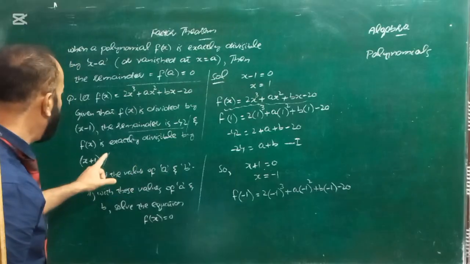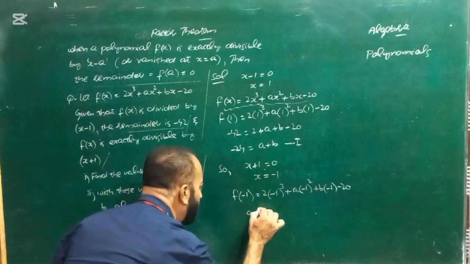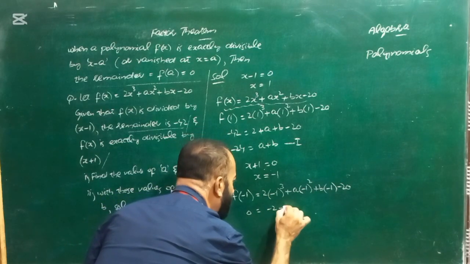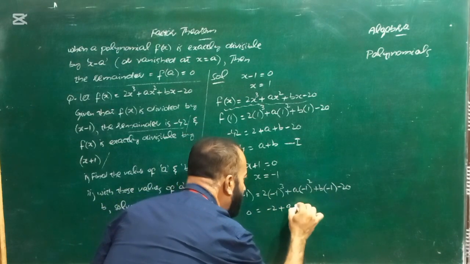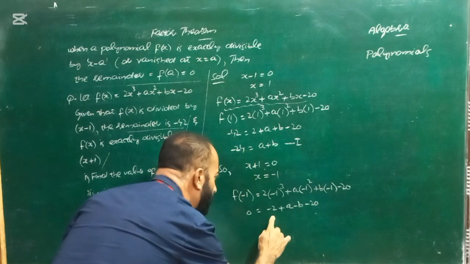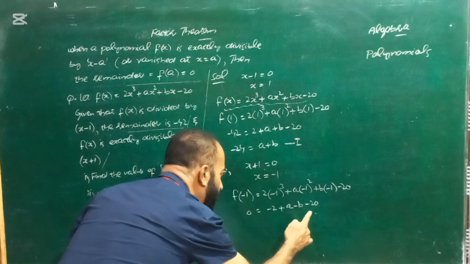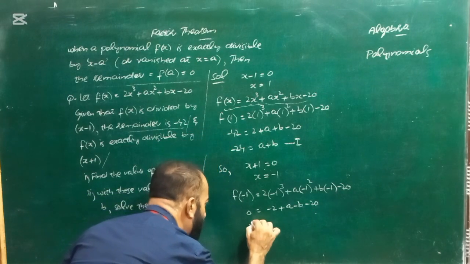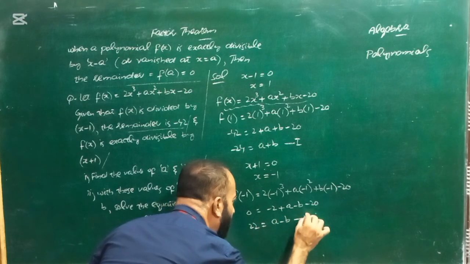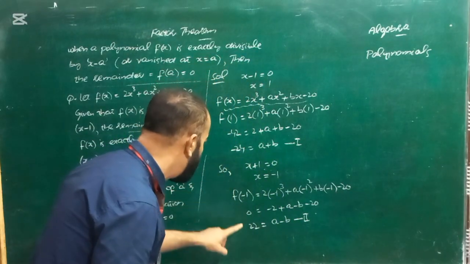So it is given that it is exactly divisible by, so it means f of minus 1 will be equal to 0. From here minus 2 plus a minus b and minus 20 is still there. So this minus 2 and minus 20 will make minus 22. It will come here. So plus 22 will be equal to a minus b. So this is the second equation. Now this is equation number 1, this is equation number 2.